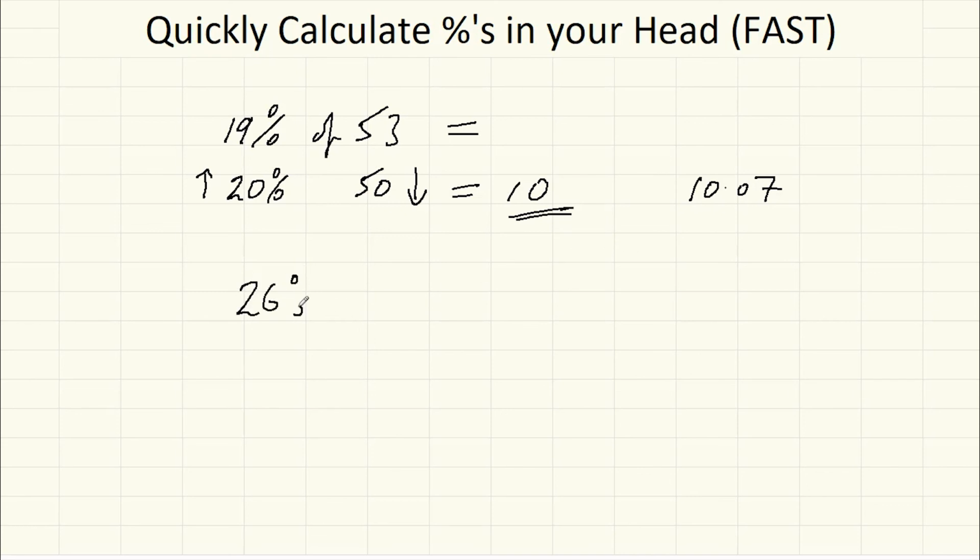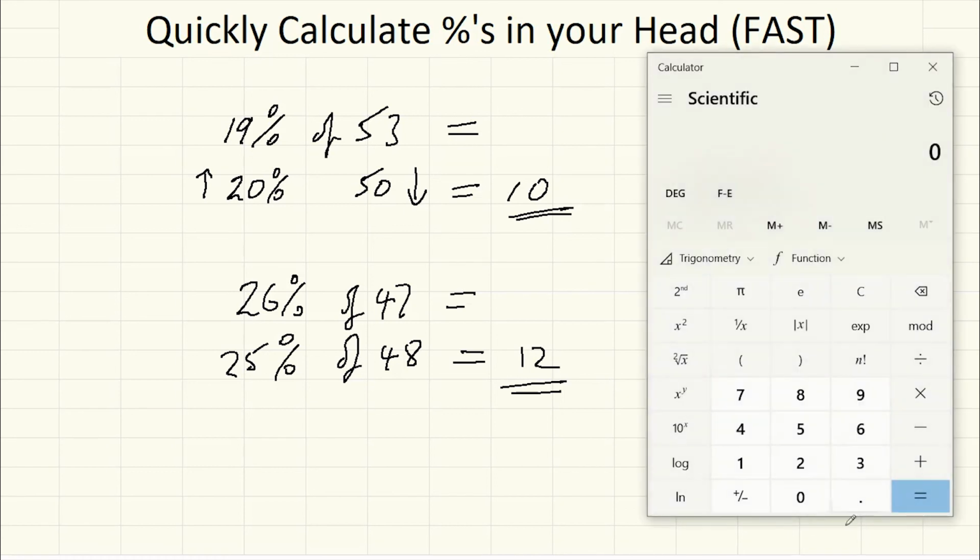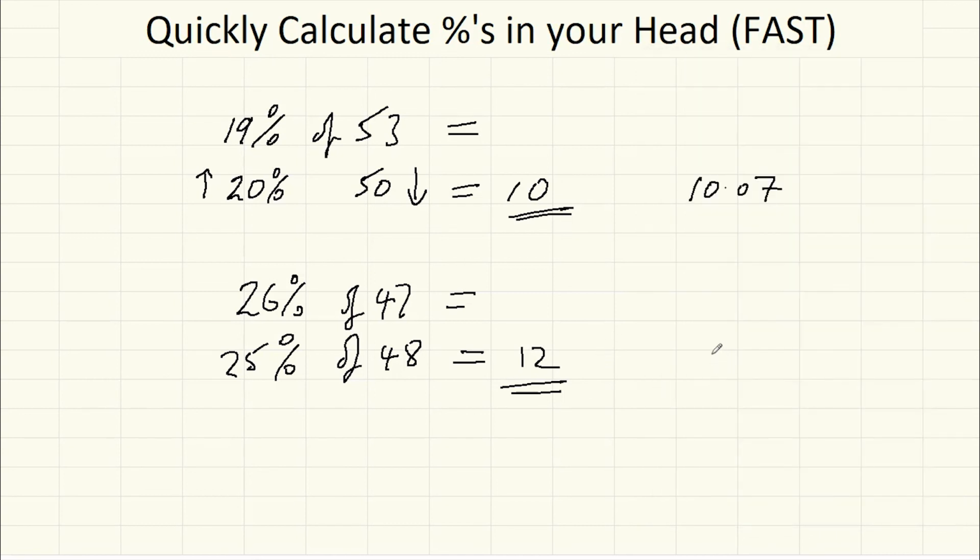What about 26% of 47? Well, here I'm going to reduce that by 1% and say what's 25% of, and I'm going to increase that to just 48. Because that's easy. We've now got a quarter of 48 and we know that that is 12. So I'm going to stick with 12 as the answer. Let's check it. 0.26 times 47. 12.22. Okay, 12.22. Not a bad guess.